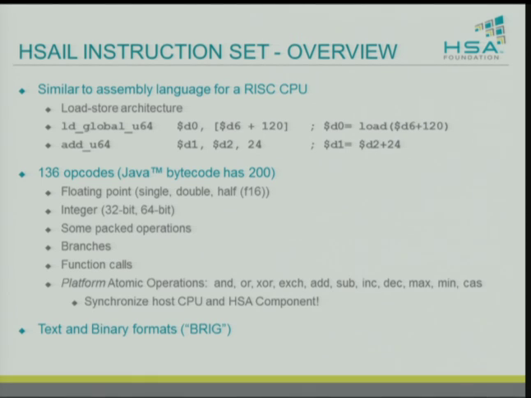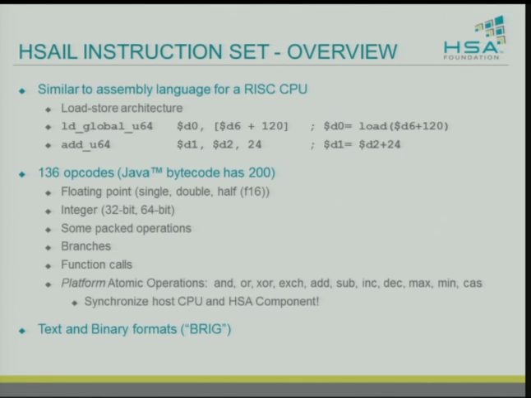The add is another example instruction. So this is an add with an unsigned 64 type. The destination here is D1. So we're doing D1 equals D2 plus 24. So very, very similar to other intermediate languages or other assembly languages that you may have seen before.